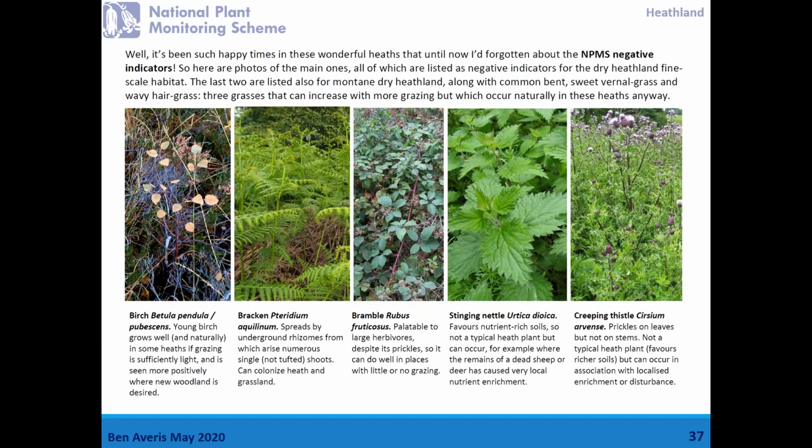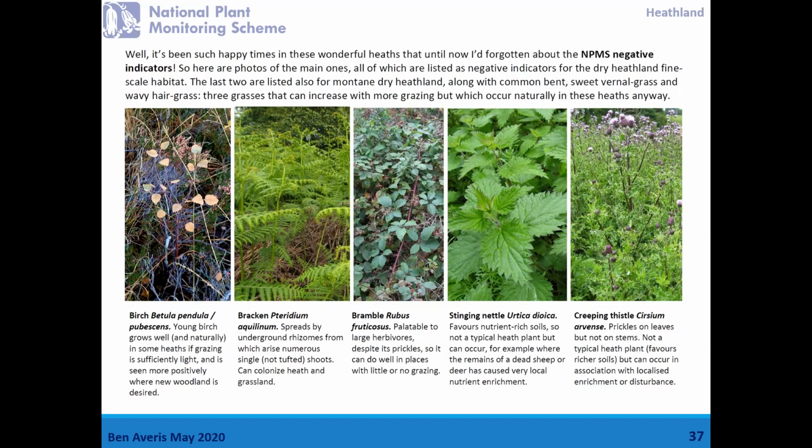Bramble, if it's not very grazed, can do quite well because it's a very palatable species, funnily enough, to big herbivores, even though it's prickly. But you don't tend to get massive amounts of it in heaths anyway. It tends to prefer rather richer soil than that which supports a lot of heather and bell heather. But in the very lower altitude examples, some of the more lowland heaths, you could get bits of bramble if it's not very grazed. Not sure if it would be that great a threat, because you wouldn't want too much grazing anyway. Otherwise, you're going to start losing your heather and bell heather and so on, because they're palatable.